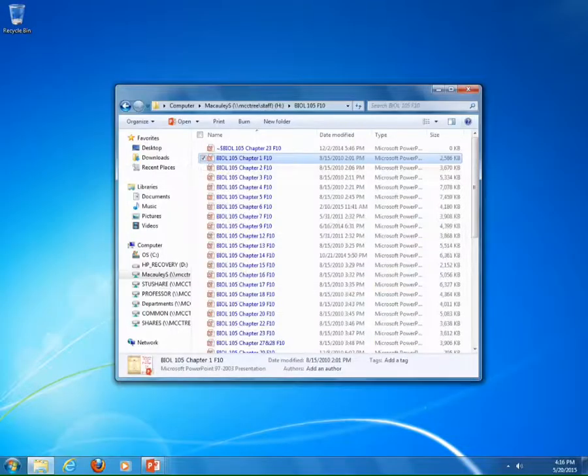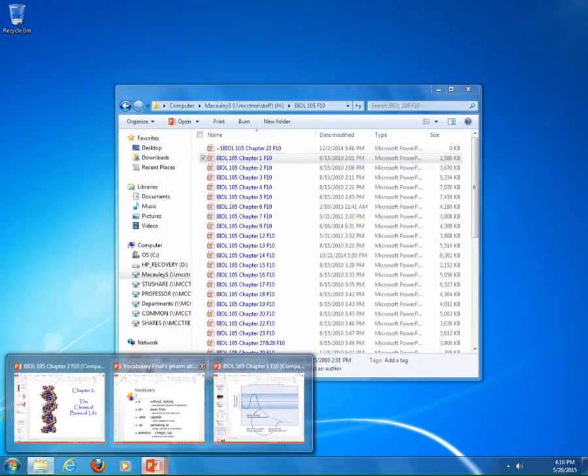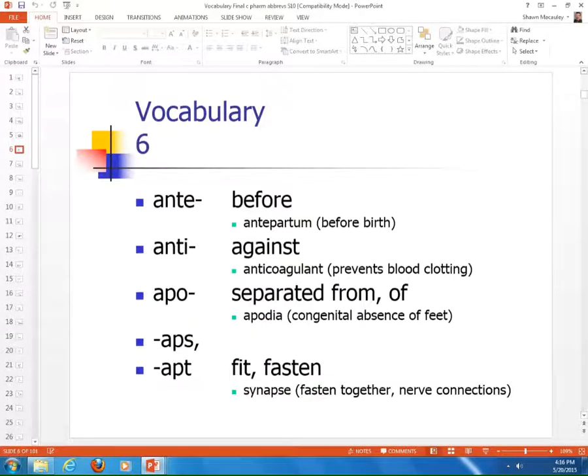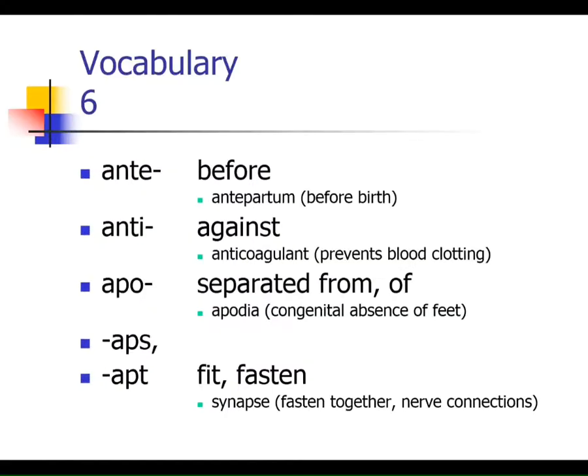Actually, before I do that, what do I owe you? Some vocab, right? And we did the first 5 slides last time. Remember that on the first exam, it's going to be the first 20 slides.